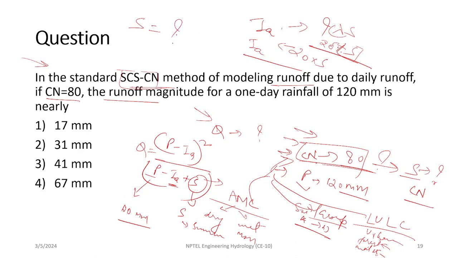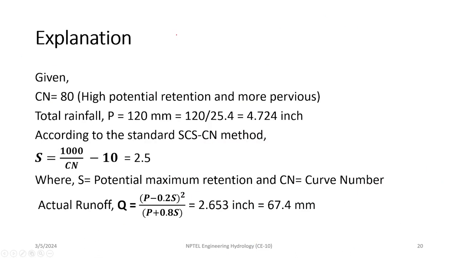How can we compute the S value? For your information, there is a formula called S equals 1000 upon CN minus 10. Keep in mind that this formula will only work in a particular case. The S we are getting here is 2.5.